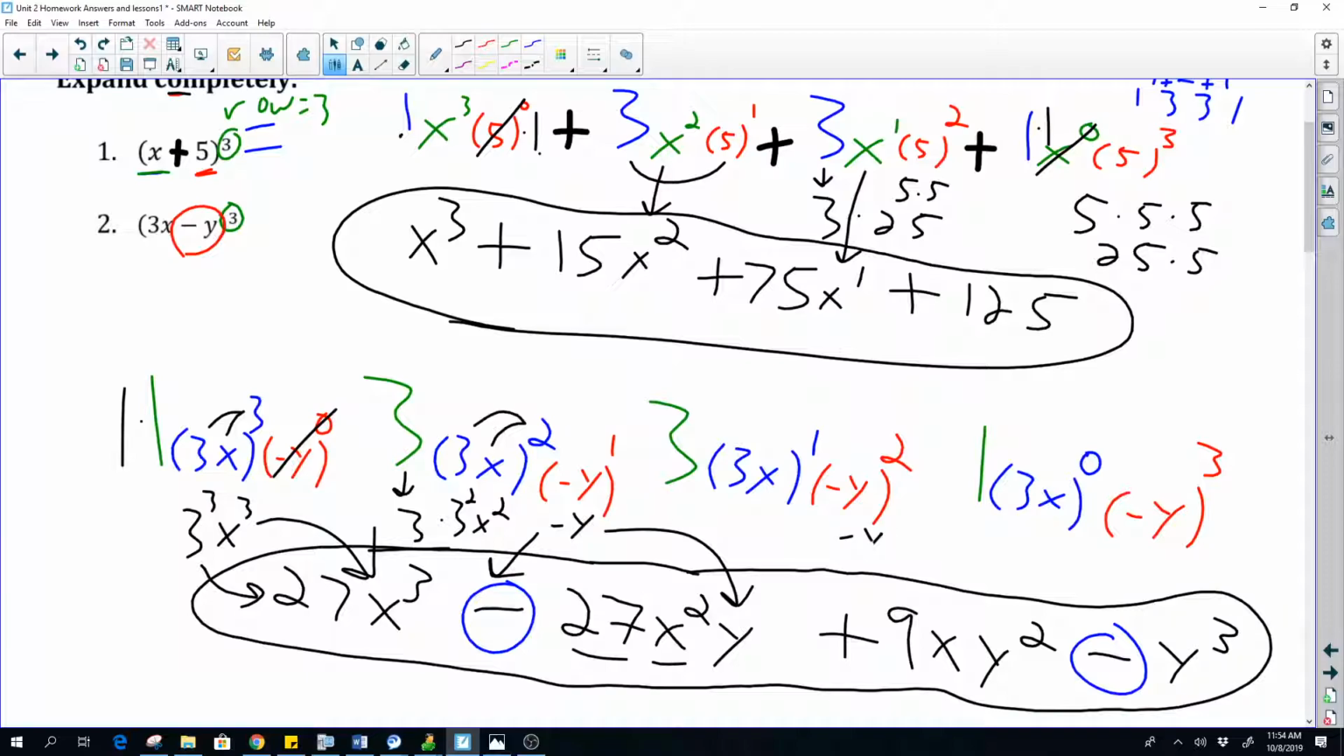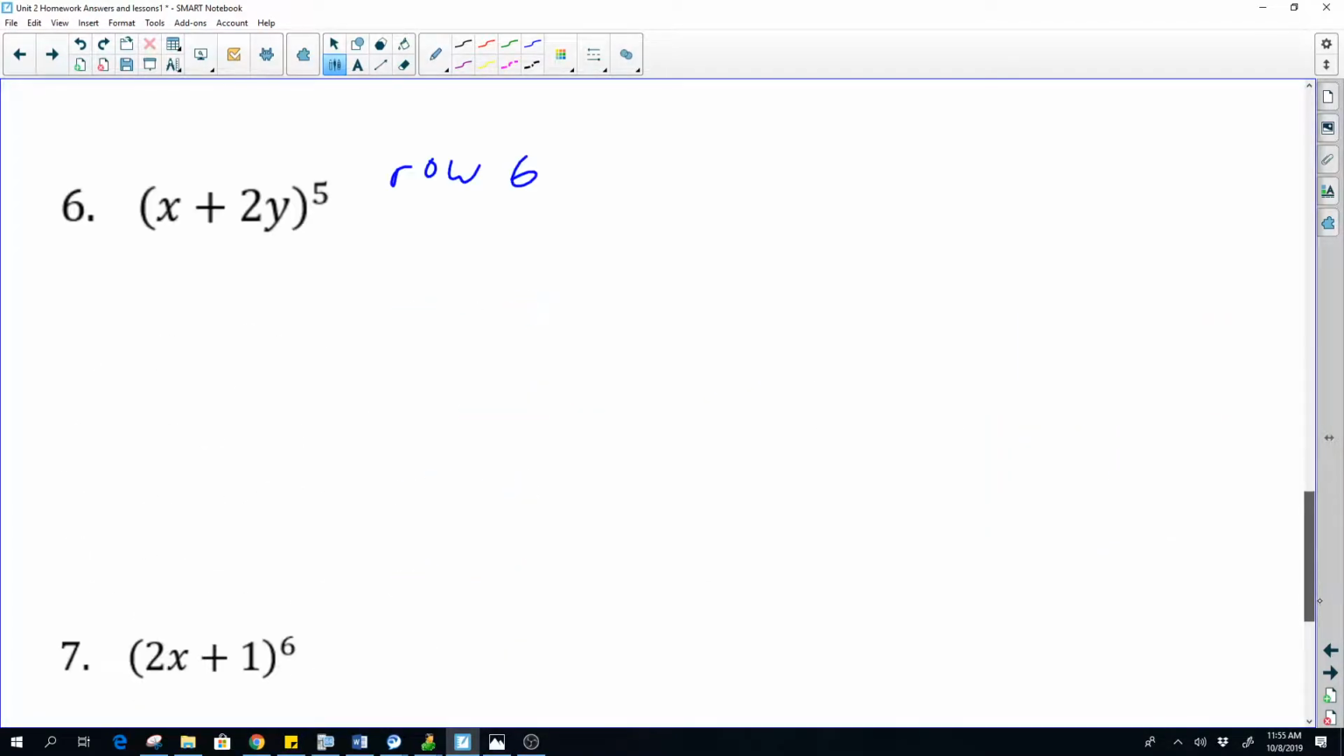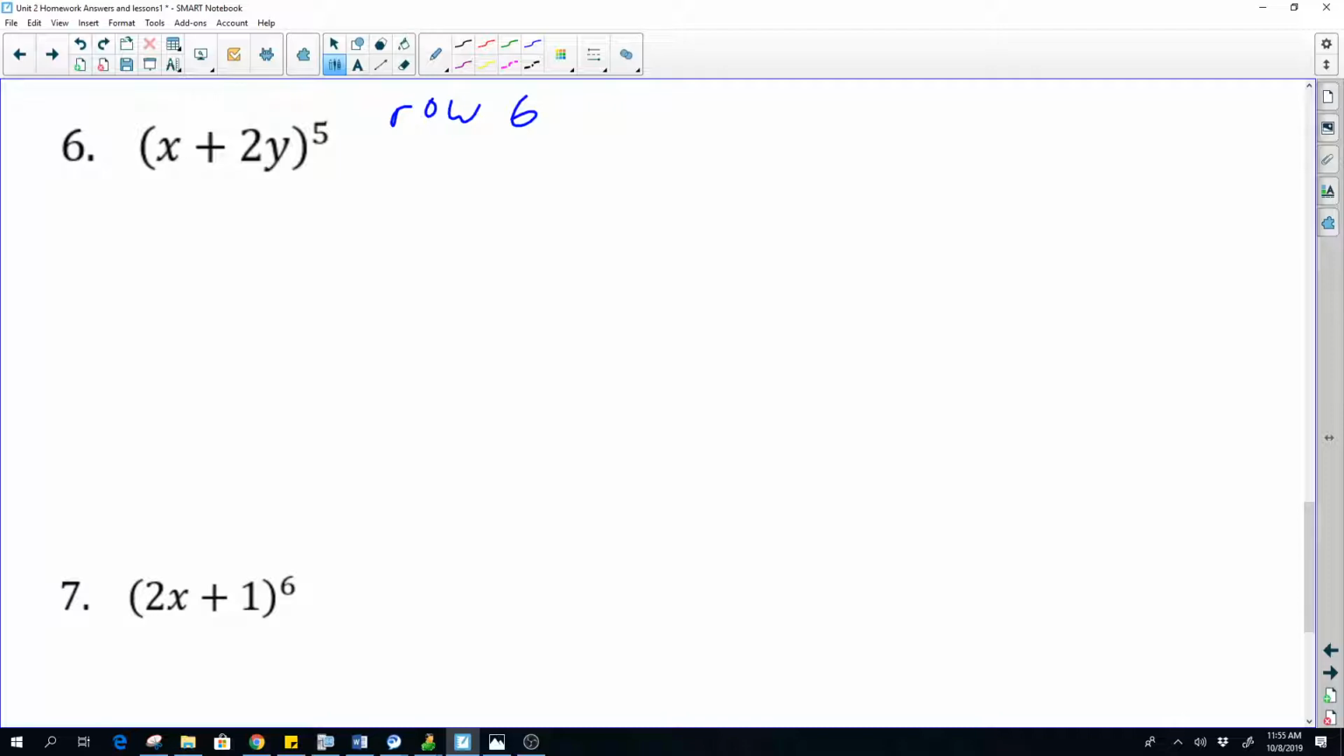Now this one is negative y times negative y, which is y squared, a positive y squared, because negative times negative is a positive. Then we have 3x times 3 is 9x, so there's our 9x. Then 3x to the 0 power becomes a 1, and 1 times 1 is just 1. And then negative y times negative y times negative y: negative times negative is a positive, but times a negative is a negative. And y times y times y is y cubed. Beautiful. Making sense?